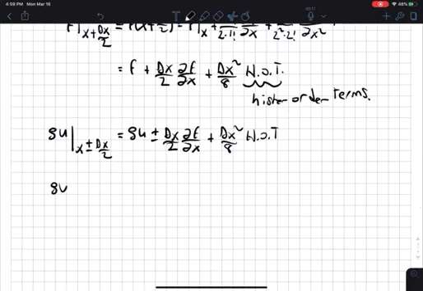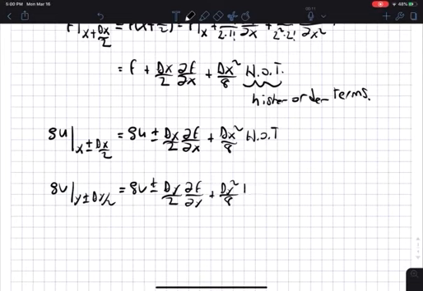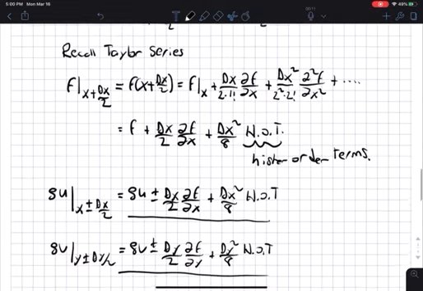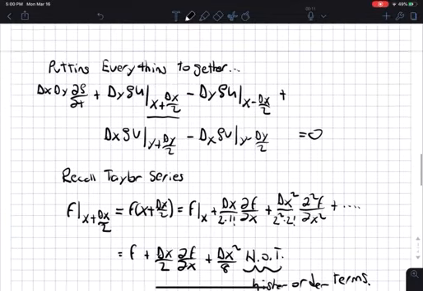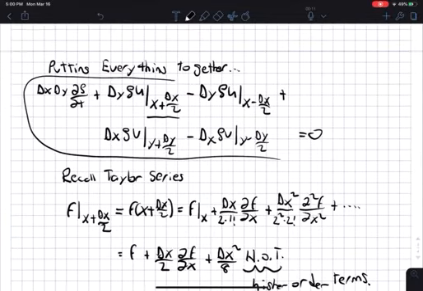And for rho v at y plus minus delta y over 2, that equals rho v plus minus delta y over 2 partial f partial y plus delta y squared over 8 times higher order terms. Okay, so now we're going to take these two expressions and substitute them into this expression over here.